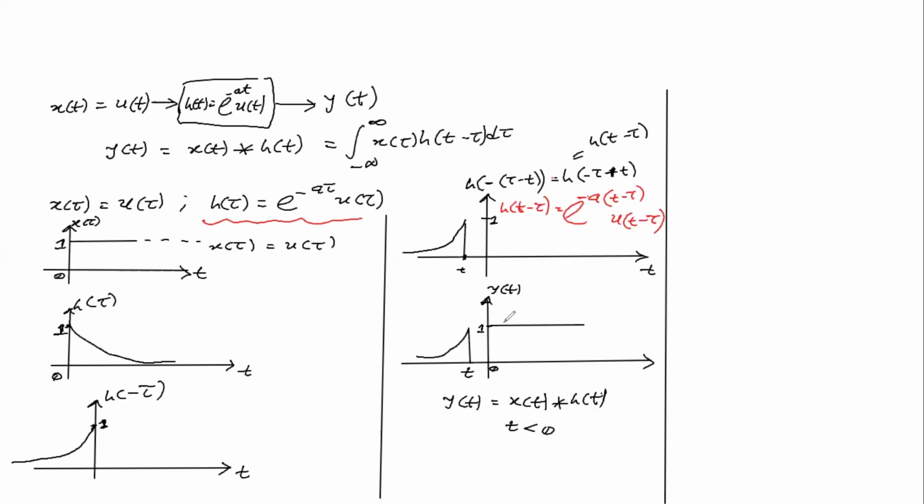Because s of t is not available here. S of t is only available here. Now, the time shifted impulse is only available here. So by the time we perform the multiplication of both signals, y of t will be equal to 0. So it means that at t less than 0, we do not have a value for the output. Is that clear?